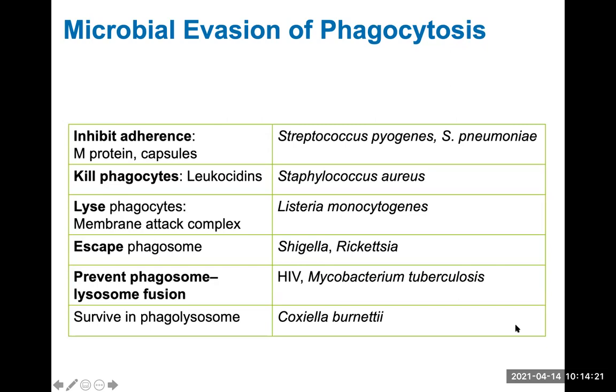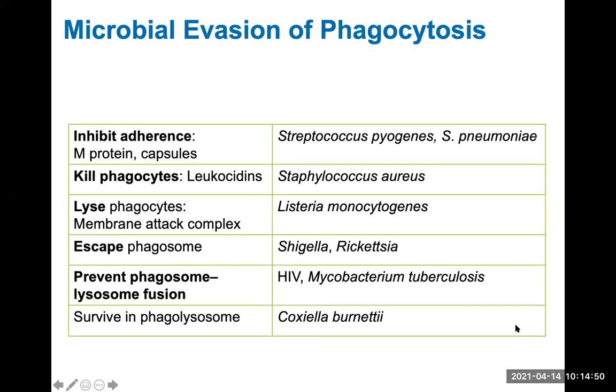Okay, so Streptococcus pyogenes, remember the causative agent of strep throat. It has these special proteins called M proteins. It also can make capsules, and this will make it so that the phagocyte, such as a neutrophil or a macrophage, is not able to grab onto it, right?